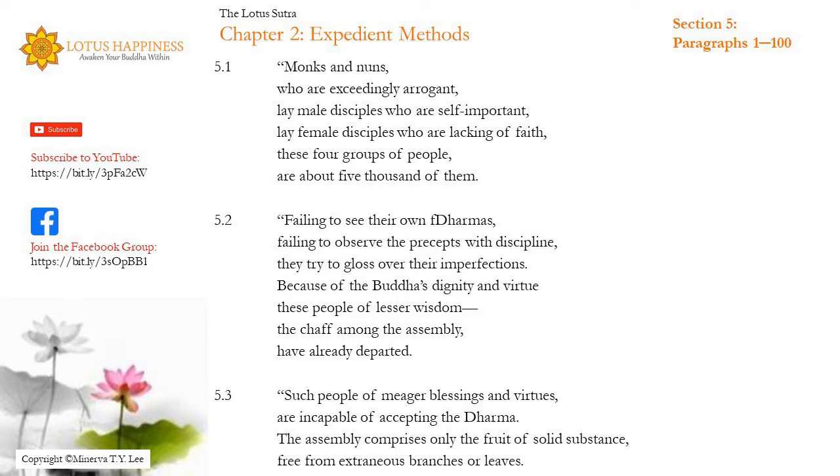Failing to see their own dharmas. Failing to observe the precepts with discipline. They try to gloss over their imperfections. Because of the Buddha's dignity and virtue.